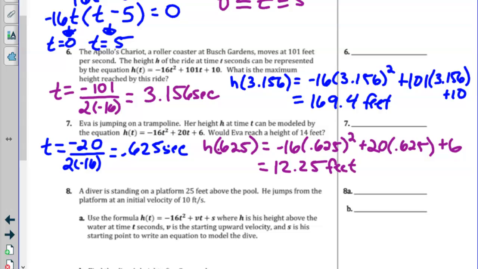What's wrong? I put the exact same thing in my calculator and I get a different number. I thought you fixed it. You didn't find the reason before. Alright, let me answer this one and then I'll come help you. You got it? Yeah. Alright, so would she ever reach 14 feet? No. Her max height was 12.25. Alright, I'm going to stop.